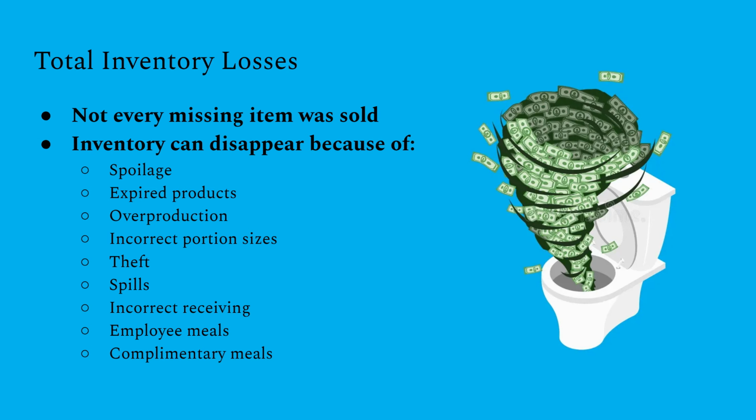So those total inventory losses, he kind of mentioned it, but I'll just go over it again. Not every missing item was sold, unfortunately. Inventory can disappear for a lot of various reasons. Again, spoilage, expired products, overproduction, incorrect portion sizes, meaning the customer is getting too much, just straight up theft, if something was spilled, broken, and if you did not receive the correct product to begin with.